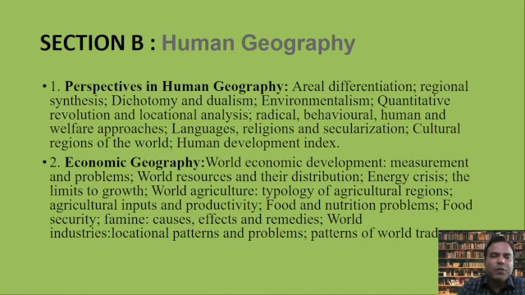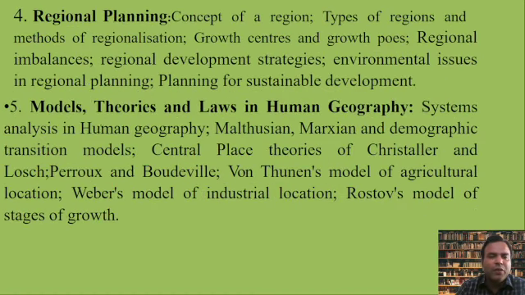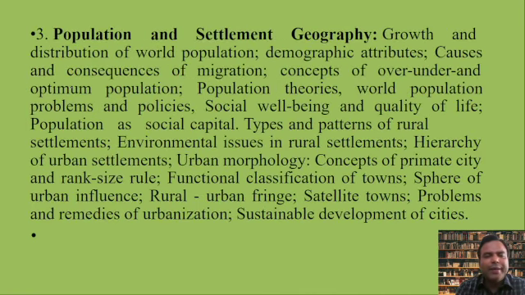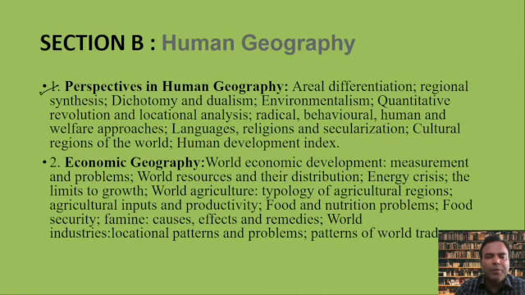Now moving to the sources of human geography, or section B of paper one. The most important focus areas in human geography are, one, perspectives in human geography, and the fifth, called models, theories and laws of human geography. So in perspectives in human geography, you develop the thought process. That means how geography as a discipline developed.